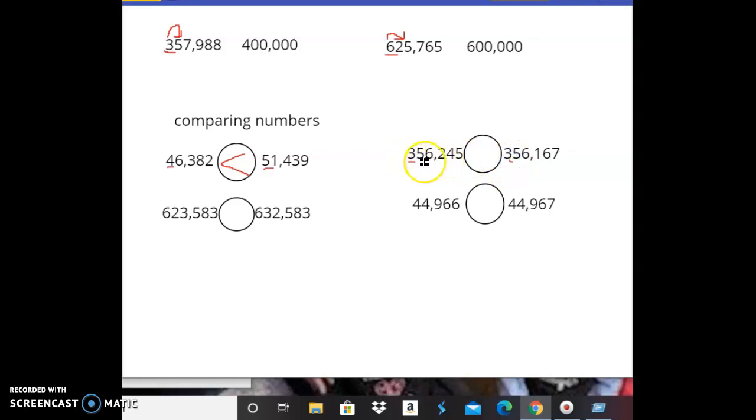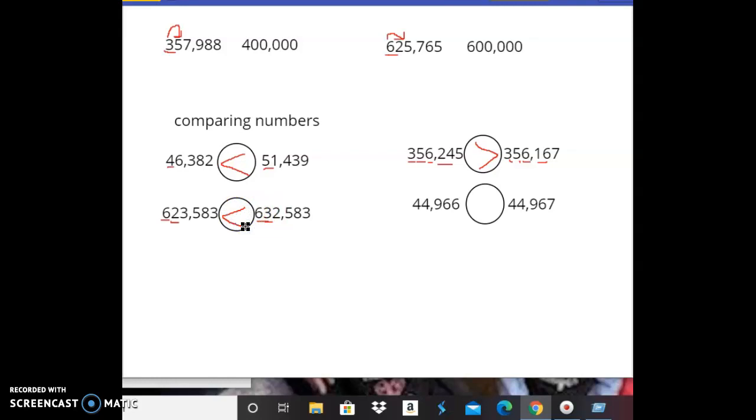100,000s, they're the same. 10,000s, they're the same. Thousands, it's the same. Oh, here's our difference. 2 and 1, they're different. So 356,245 is greater than 356,167. So you just look at each digit starting on the left. 6, 6, 2, 3. Oh, this is larger.